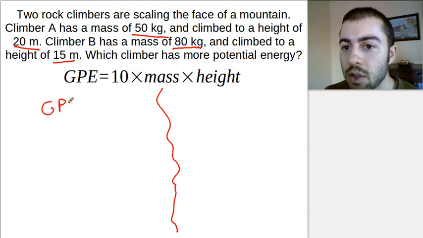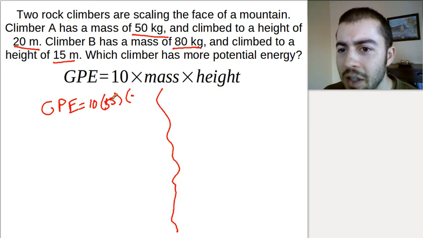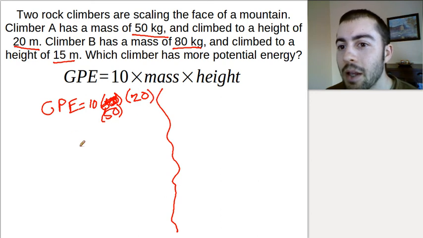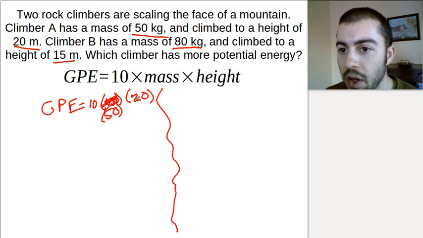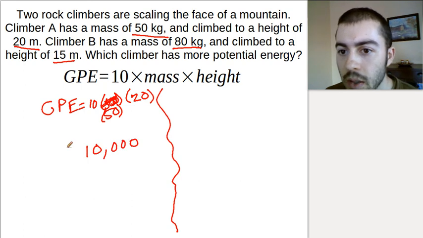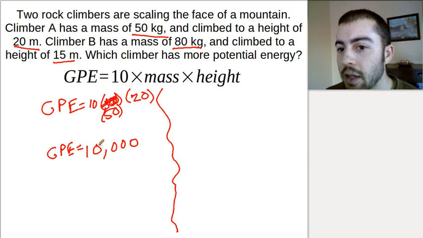So we do gravitational potential energy equals 10 times the first guy's mass is 50 and his height was 20. I'm just going to write 50 down there. I know that's impossible to read. Okay, so 50 for his mass and 20 for his height. So all we have to do is multiply our three numbers here. So this would give us 10,000 for the gravitational potential energy for the first guy. So again, we're just multiplying his mass by his height by 10 and getting the potential energy.